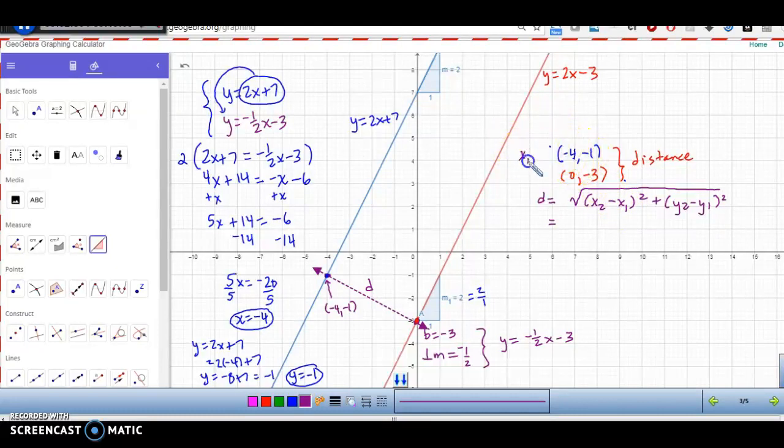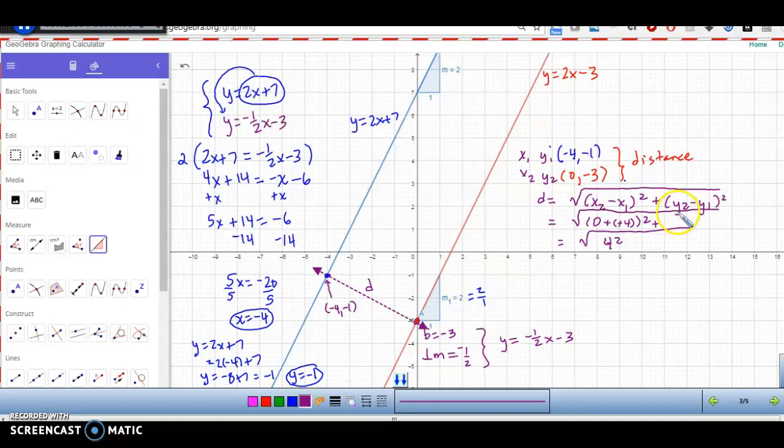So again, you can call x2 and x1, either one of these could be. So I'm going to go ahead and call this point x1 and y1, and this one's going to be my x2 and y2, although they are completely interchangeable. So x2 minus x1 is going to be 0 minus a negative 4. But subtracting a negative is the same as adding a positive, and I'm going to end up with 4 squared. So again, that's the difference between the x's. That is my horizontal distance, which would be 1, 2, 3, 4 going across.